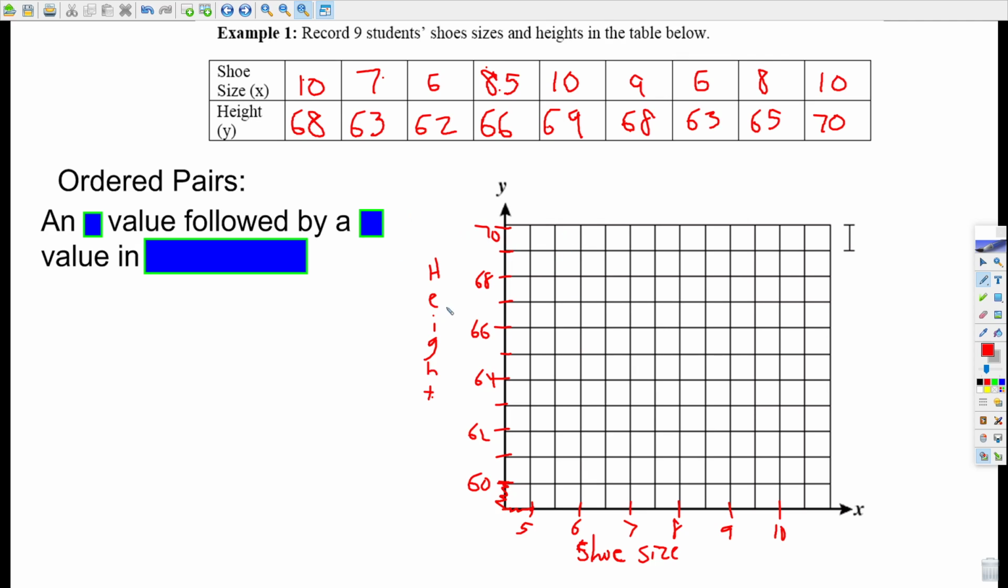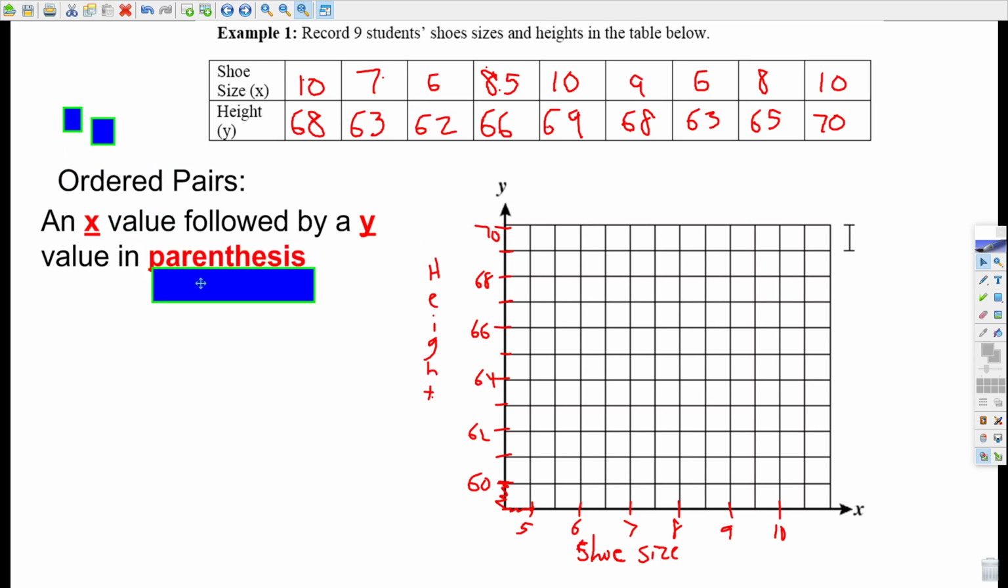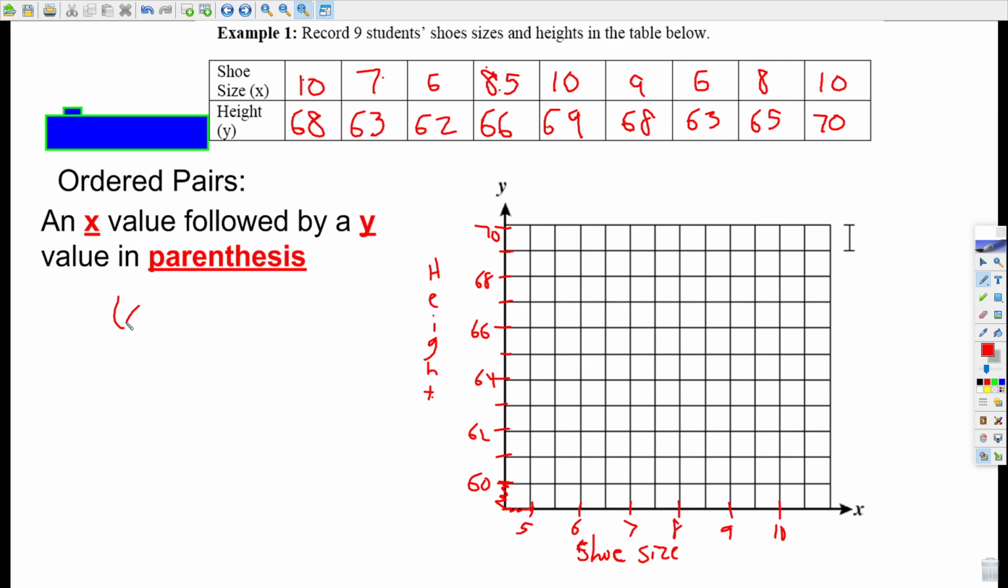So let's plot these points here. Also, I mean, before we do that, actually, we should probably go over the ordered pairs. What we're going to do is we're going to take all these numbers here, and we're going to write them as ordered pairs. I'm not going to do them to all of them, but an ordered pair is an x value that's followed by a y value in parentheses. So I'll give you an example. It looks like this, x comma y. You probably seen that before, hopefully.